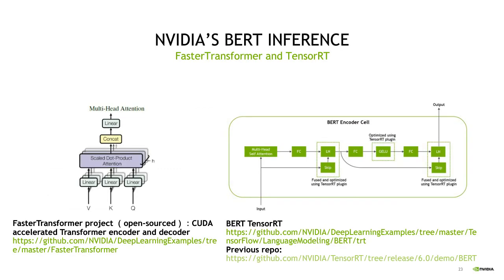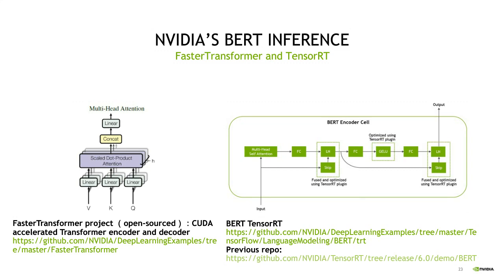For NVIDIA, we generally have two implementations. The first one is the FasterTransformer, and it's open sourced under the Deep Learning Examples repo from NVIDIA's official registry. The FasterTransformer project adopts handwritten code. It tries to accelerate the transformer encoder, and the decoder is also accelerated in the latest release, but for today, we will only discuss the encoder.